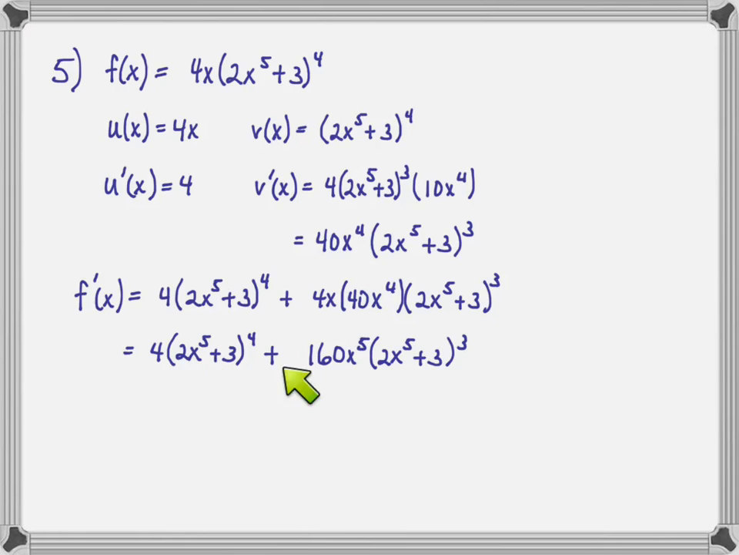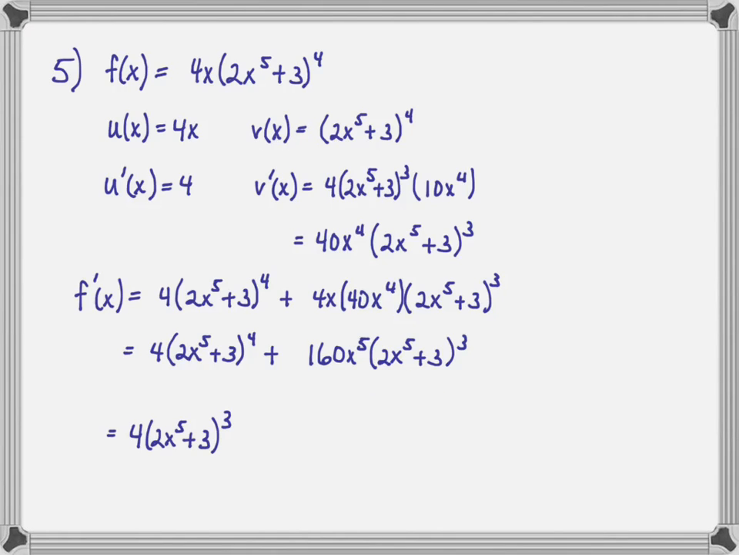Now on a test it would be perfectly fine with me if that's as far as you went. However, in the book they will usually do one more step because we have this binomial to the 4th here and the same binomial to the 3rd here. So what they typically do is they'll factor out the 2x to the 5th plus 3 to the largest power they can, which is the smallest one that you see. So we could take 3 of those away from each term.